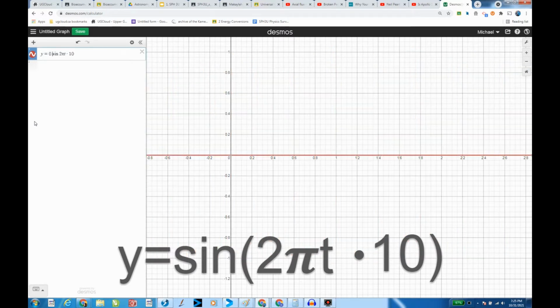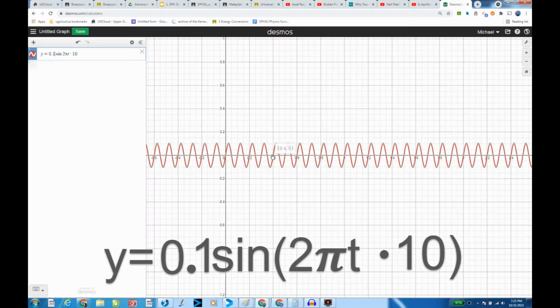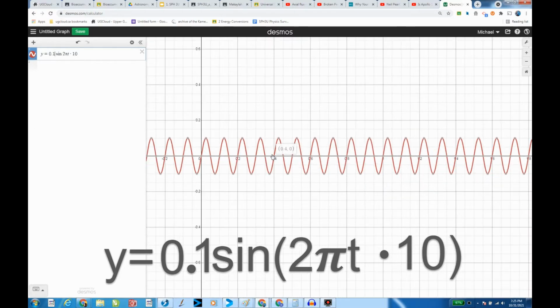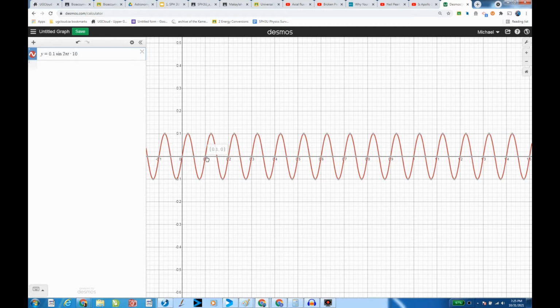So we need to shrink the height down a bit. So I'm going to put decimal 1 in front of the sine. And now the wave is a lot shorter than before in the vertical axis, and we can fit 10 in on the horizontal and easily see that we've got our 10 waves. The 0 crossing to the 0 crossing is 1 wave. So 1, 2, 3, 4, 5, 6, 7, 8, 9, 10 waves occurred in the 1 second.